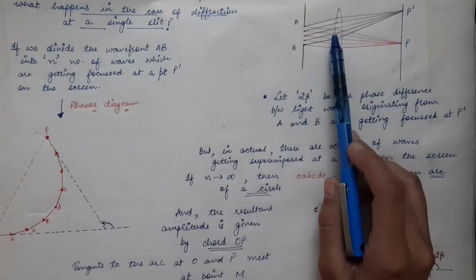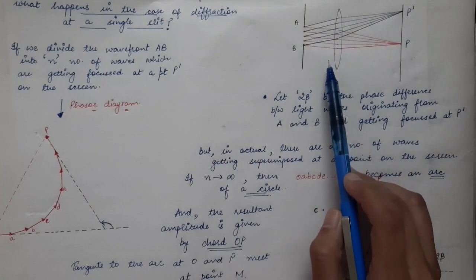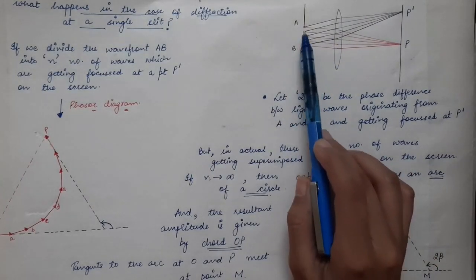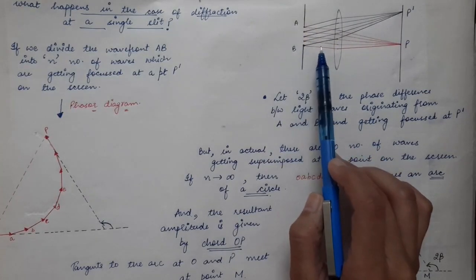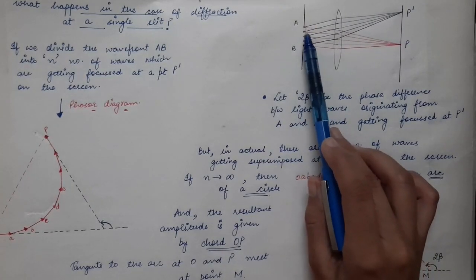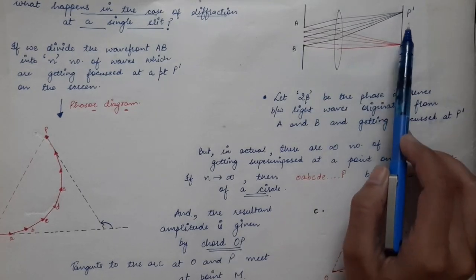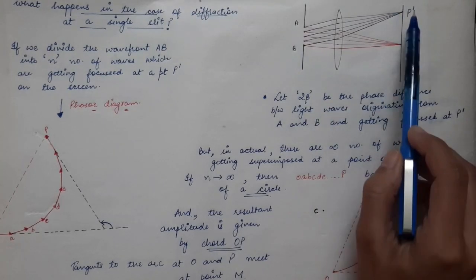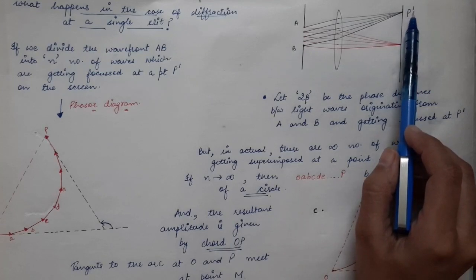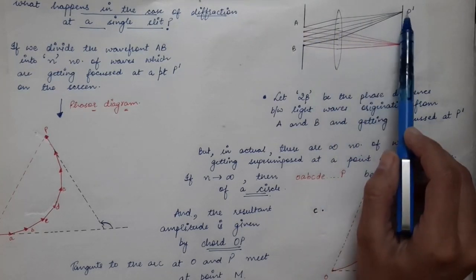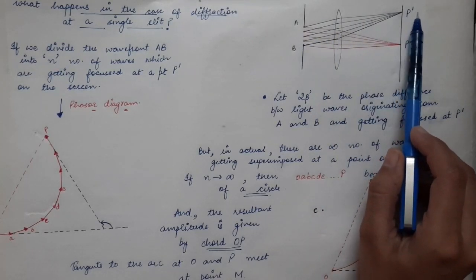Now in the case of diffraction at a single slit, what happens? The plane wavefront falls on the slit, and it gets diffracted. The secondary wavelets will reach point P as well as other points on the screen. This is any other point which we have taken, P prime. The secondary light waves reach point P prime as well.